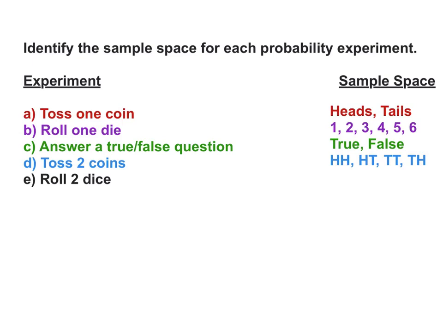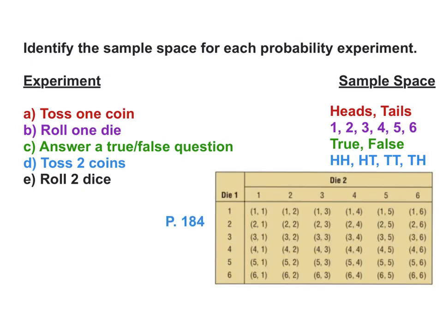For E, rolling 2 dice, how many possibilities are there going to be? 12. 12, 36. Really? Sure. Isn't there like a multiplication way to find out? That's what I thought, I was always 12 times 12, 144.